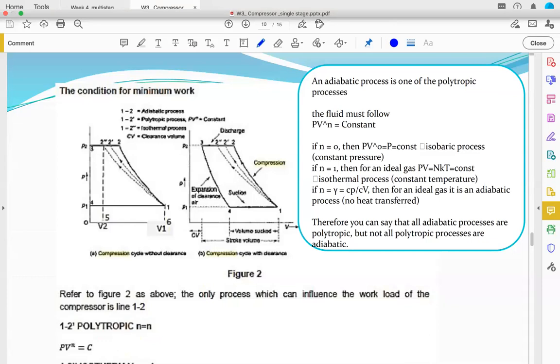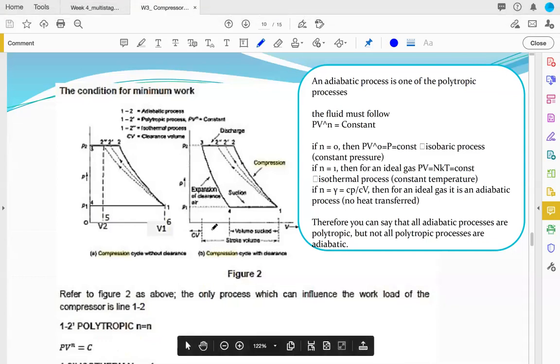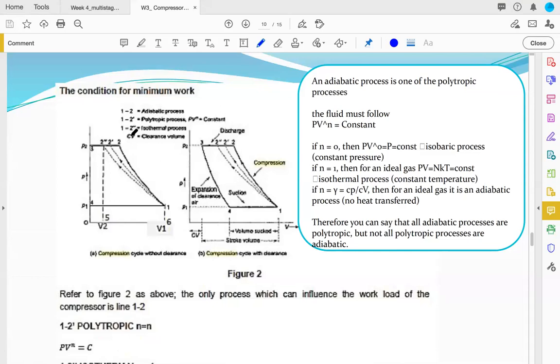Last week, we talked about a single stage compressor cycle with and without clearance. On your right hand side, this one is without clearance. In other words, I can say this is ideal.